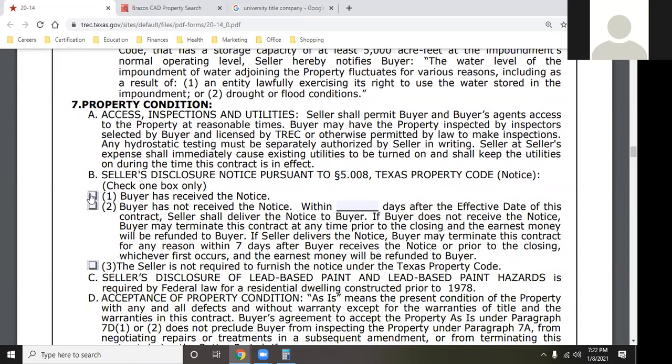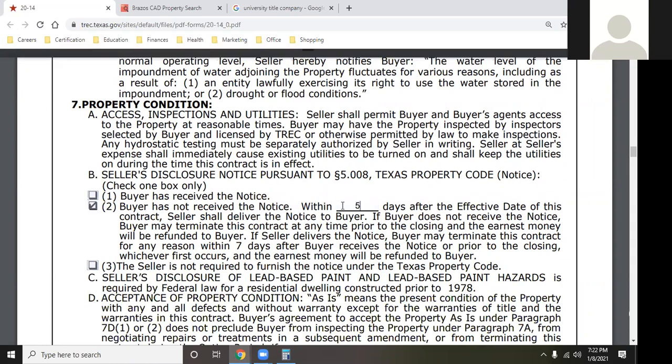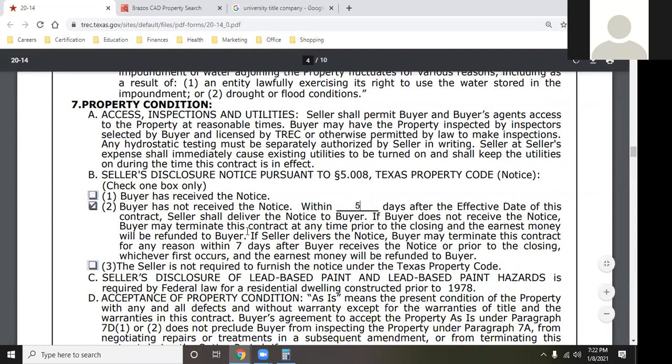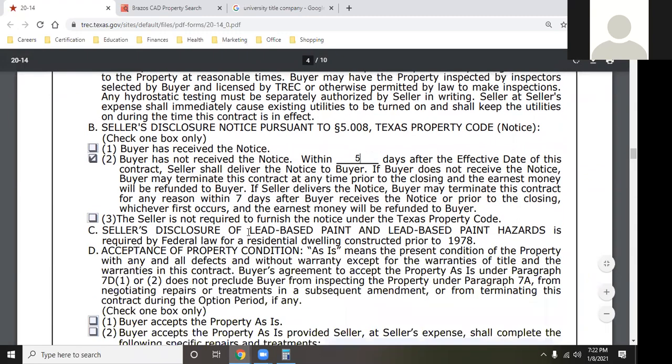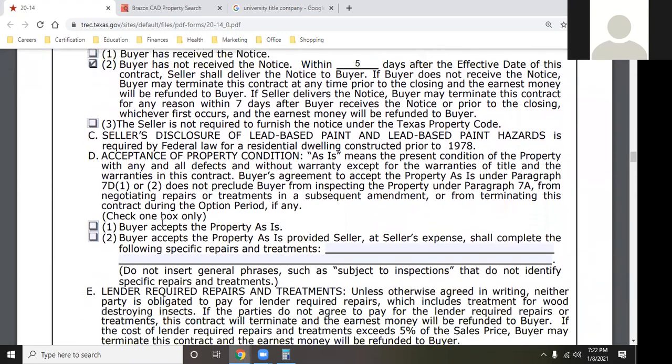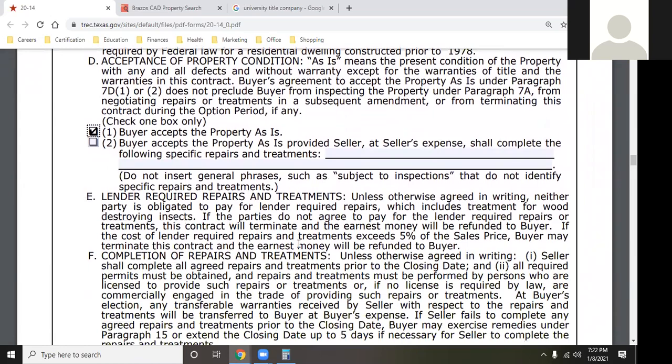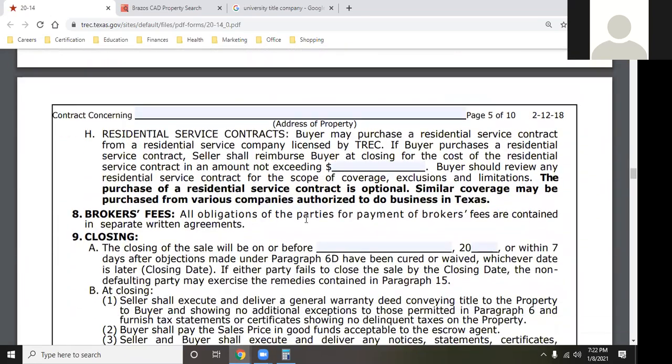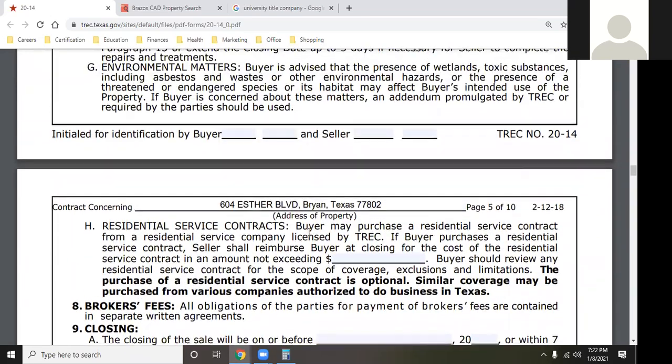Now we're going to say that Mr. Stahl did not give us notice, so we want 5 days. He did not give us the seller's disclosure notice. Okay. And like I said yesterday, we're accepting the property as is. Okay. Scroll on down. Address.